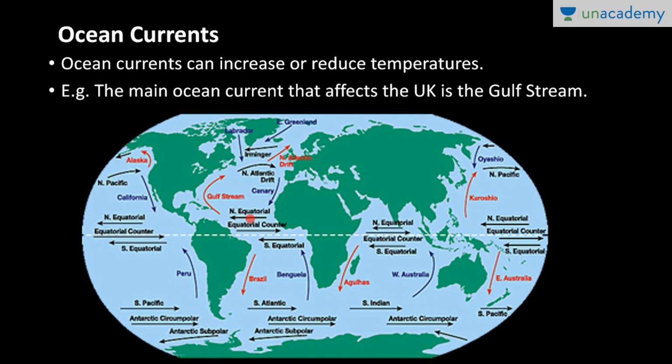There are two types of ocean current. One is warm, the red ones are shown as warm, right? And then there is cold. The blue ones are shown as cold current. The blue ones are cold, and the red ones are warm current.